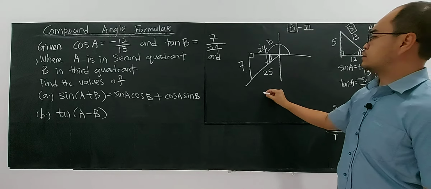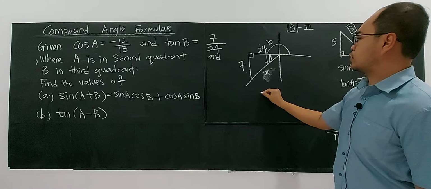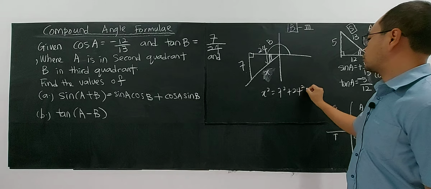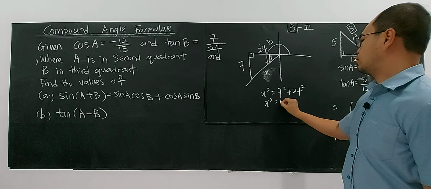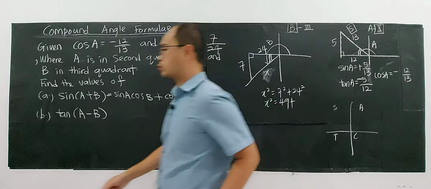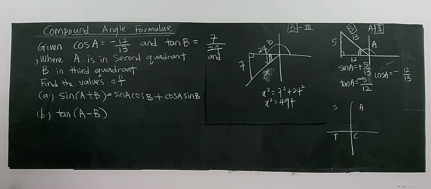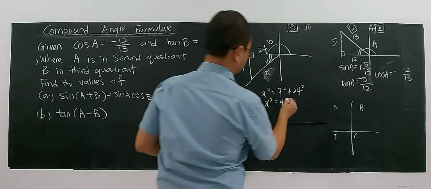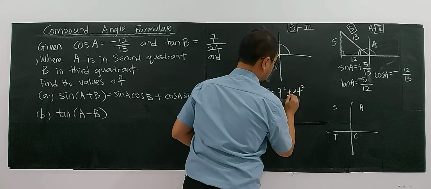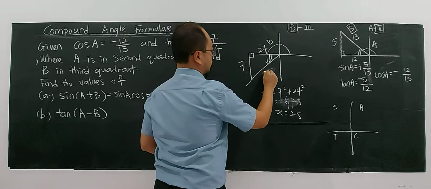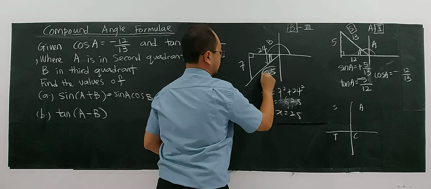If you don't know, you can just use Pythagoras theorem, where x squared will be 7 squared plus 24 squared. So 49 plus 24 squared, which is 576. Adding 576 plus 49, you are getting 625. And of course, x will be 25. So the value here will be 25, right?